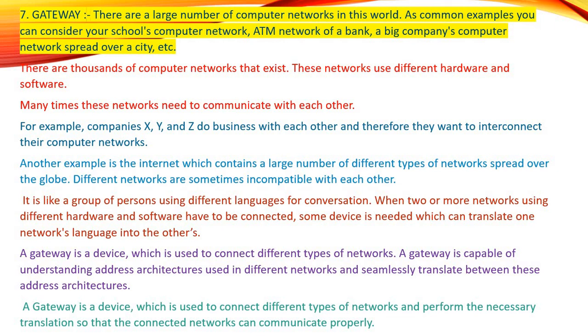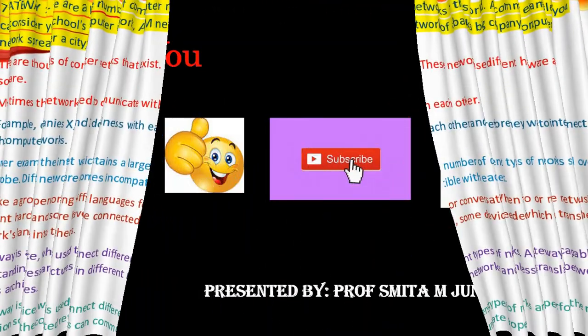The gateway is capable of understanding the address architecture used by different networks and seamlessly translating between these address architectures. In short, a gateway is a device which is used to connect different types of networks as well as perform the necessary translation so that connected networks can communicate easily as well as properly. So these are all about your network devices.